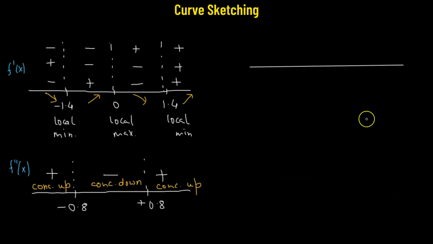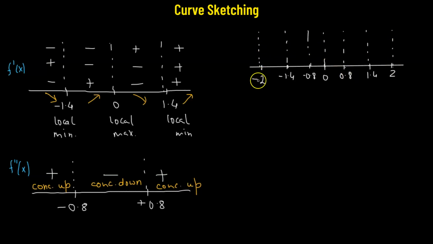So let's do that. We'll consider a number line with all the critical points, the possible inflection points, as well as the x-intercepts. We have the x-intercepts occurring at negative 2, 0, and positive 2. We have the critical values occurring at negative 1.4, 0, and positive 1.4. And we have the possible inflection points occurring at negative 0.8 and positive 0.8.